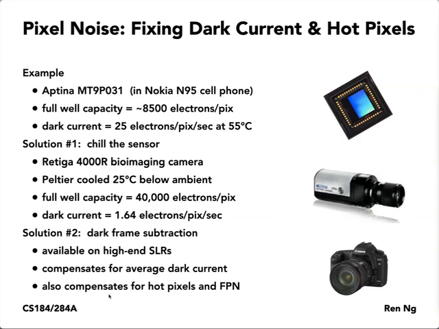You could also take two pictures. You could take a picture of the scene that you care about, and then keep the shutter closed and take another picture in the dark and use that as a real-time estimate of the dark current in order to subtract it from the image that you just took. Both of these techniques are pretty common in different imaging applications.